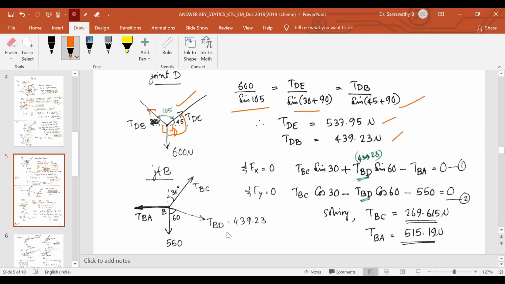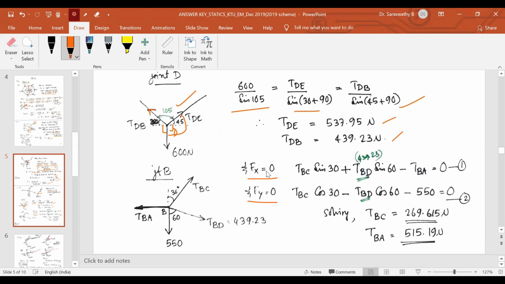The rule for Lami's theorem is that it applies only if there are 3 concurrent forces acting at a joint and all of them are in the same direction, either all away from the joint or all towards the joint. That is the condition for Lami's theorem. So now we have to apply the equilibrium equations: sigma Fx is equal to 0 and sigma Fy is equal to 0.